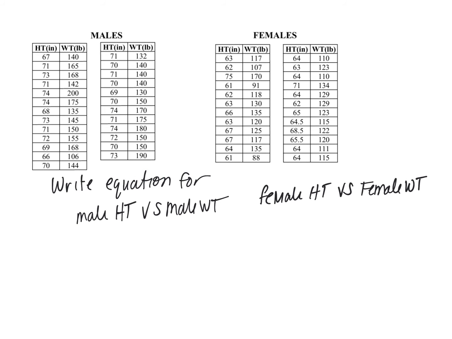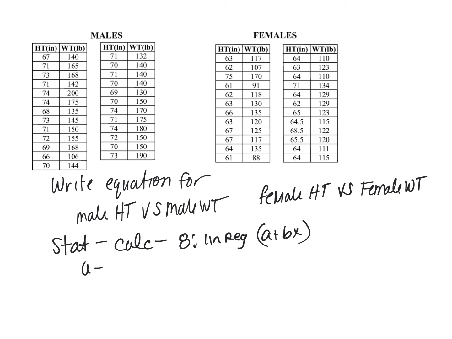So we're back to using this data that we entered and made our lists. We're going to go stat, calc 8, which is linreg a plus bx. A is the slope. No, A is not the slope. A is your y-intercept. B is your slope.